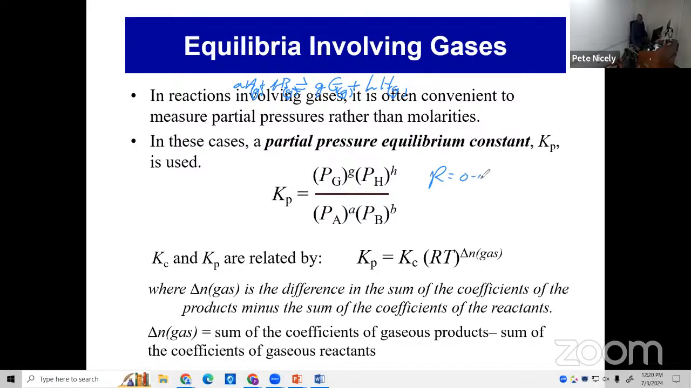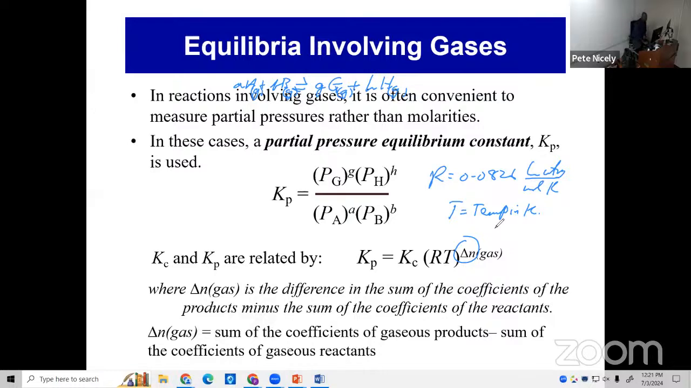R is equal to 0.0821 liter atmospheres over mole Kelvin, and T is the temperature in Kelvin. Delta n is a special number. It is the difference between the sum of the coefficients of the products and the sum of the coefficients of the reactants. Basically, once you determine all those numbers, then you can go from Kc to Kp and vice versa. That's the relationship between Kc and Kp.